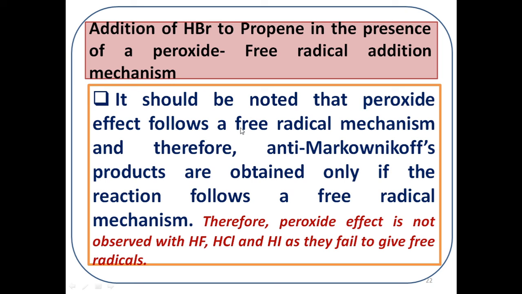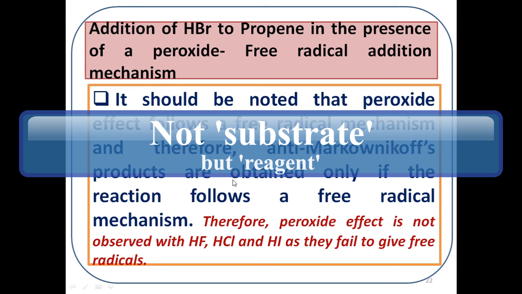So it should be noted that the peroxide effect follows a free radical mechanism, and therefore the anti-Markovnikov's products are obtained only if the reaction follows a free radical mechanism. Therefore, the condition is that our substrate should be capable of producing free radicals. Otherwise, the reaction won't happen.